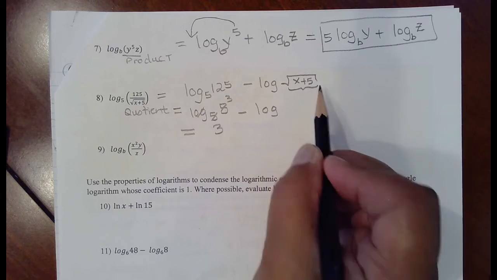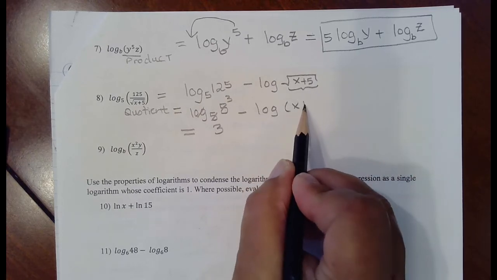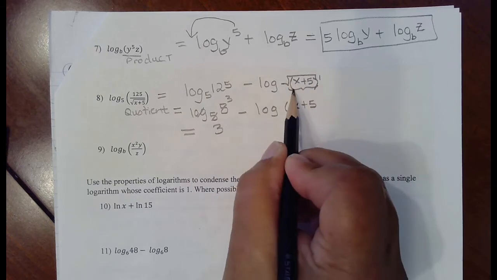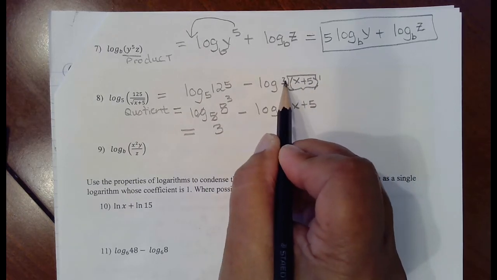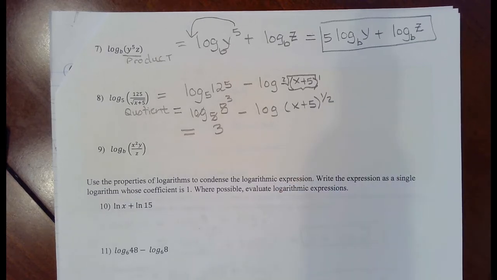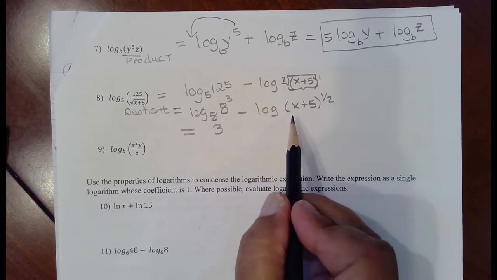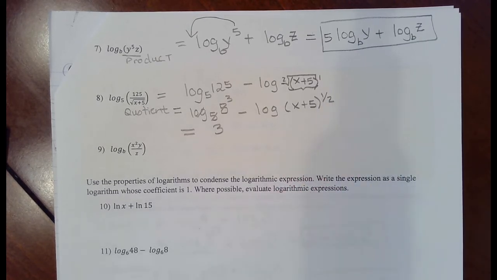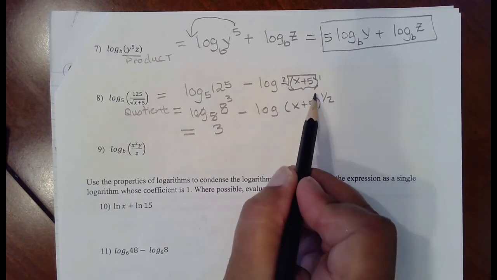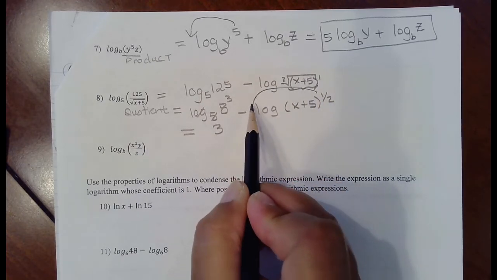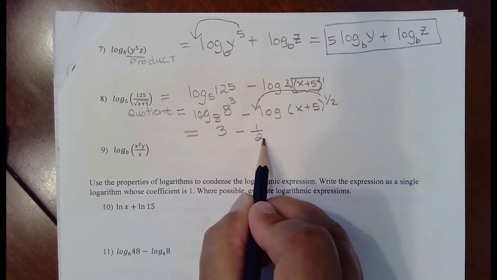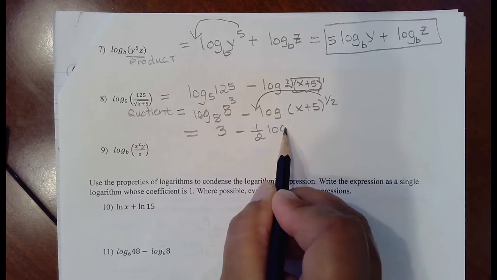So this, in power form, would be x to the 1/5. That expression occurs one time underneath the radical. The index is said to be 2. So this is written in power form as x plus 5 to the 1/2 power. Since that power is anything other than 1, you will apply the power rule, bringing it down in front of the log, acting now as the coefficient.